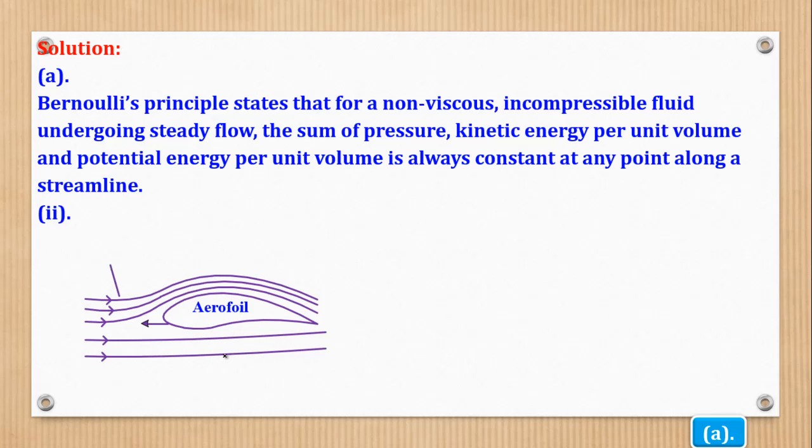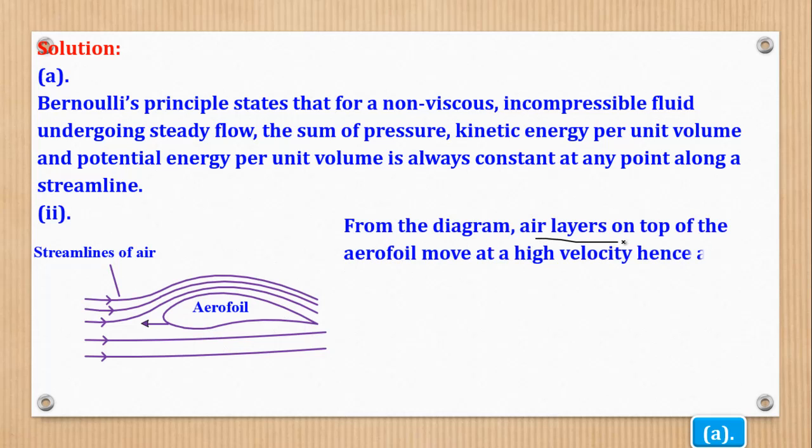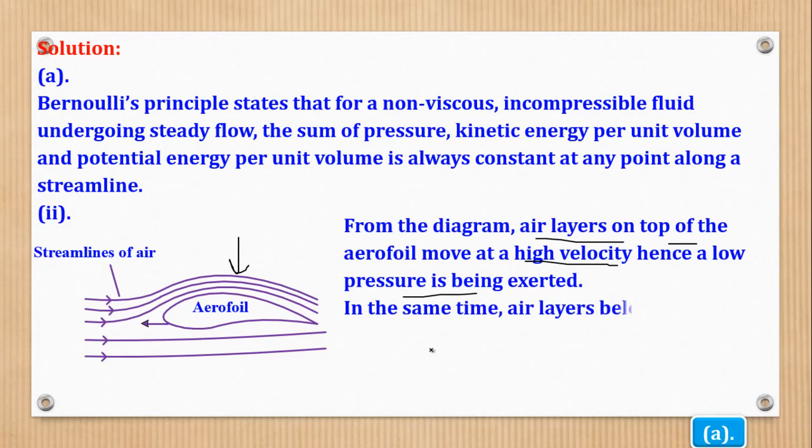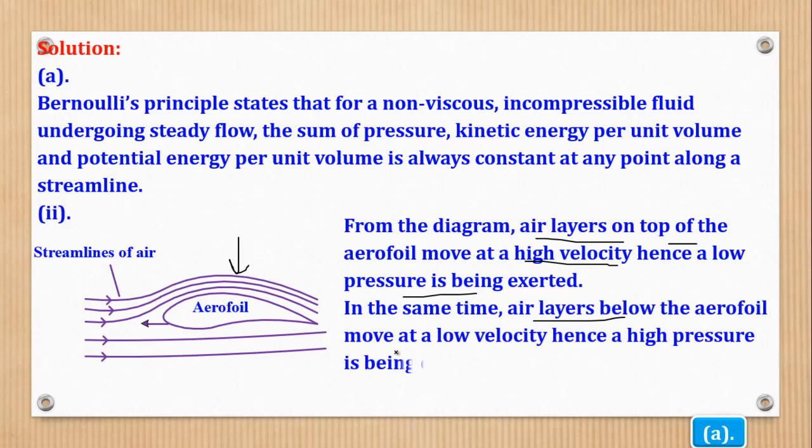Now when you're drawing, you should be keen. The spaces for the air above and the spaces for the air below must be different. The space for the air above must be smaller than those for the air below. So from the diagram, air layers on top of the aerofoil move at a high velocity, hence a low pressure is being exerted here. So there is low pressure. And at the same time, air layers below the aerofoil move at a low velocity, hence a high pressure is being exerted.